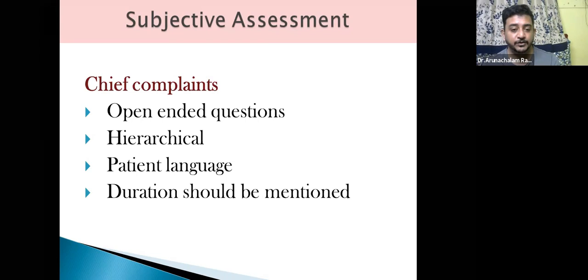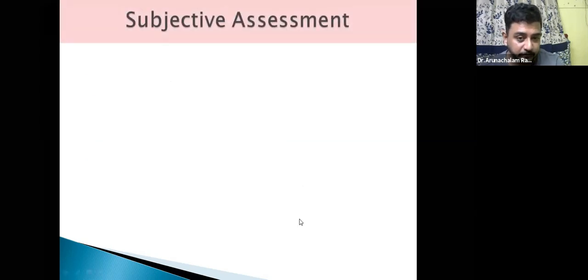So the fourth important thing is duration should be mentioned. Any chief complaint should have the duration. Sir, I am not able to lift my hand and touch objects on the shelf for nearly 4 or 5 weeks. That's how people will normally say. So duration you should mention, because all these things give you a very good idea about what the patient is suffering with.